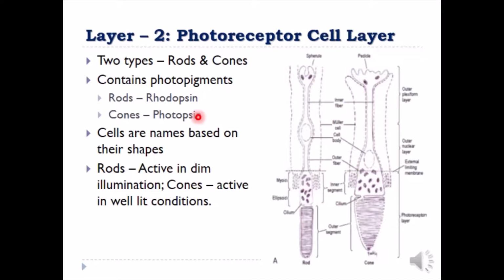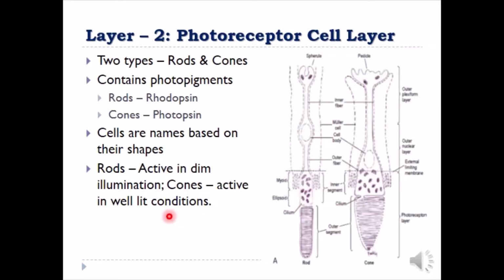So, a quick recap. Photoreceptors are cells that can receive light. There are two types: rods and cones, and both have pigments in them. Rods have rhodopsin, cones have photopsin. Both these pigments are very important when light is converted into neural signals. These cells are named based on their shape. You can see these are cones, and this has a cylindrical shape, so it is known as a rod.